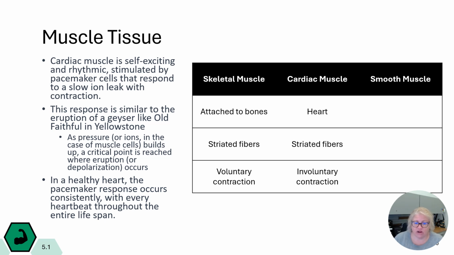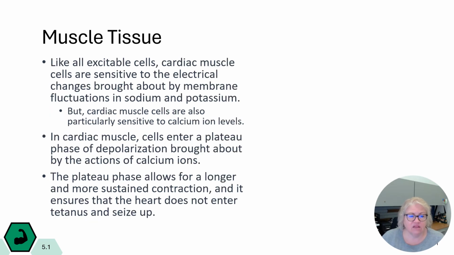So when we look at cardiac muscle, they're in the heart. They do have those striated fibers with the intercalated discs, but it is involuntary. It is under the control of the pacemaker cells, not under conscious control. Like all excitable cells, cardiac muscle cells are sensitive to the electrical changes brought about by membrane fluctuations in sodium-potassium. But cardiac muscle cells are also particularly sensitive to calcium ion levels. In cardiac muscle cells, cells enter a plateau phase of depolarization brought about by the actions of calcium ions.